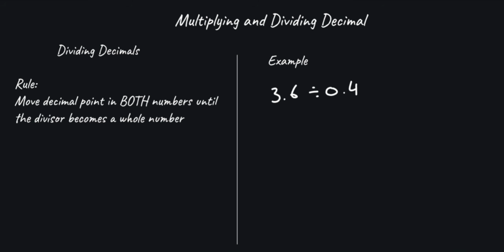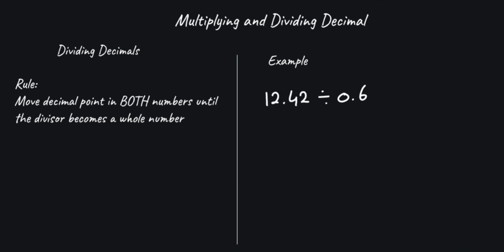How about 3.6 divided by 0.4? Give this one a try and let's see what answer you get. So now we're going to do the same thing. So 3.6 divided by 0.4. We're going to move the decimal point once. So we get 36 divided by 4. And how many times does 4 go into 36? Goes in 9 times. And that's your answer.